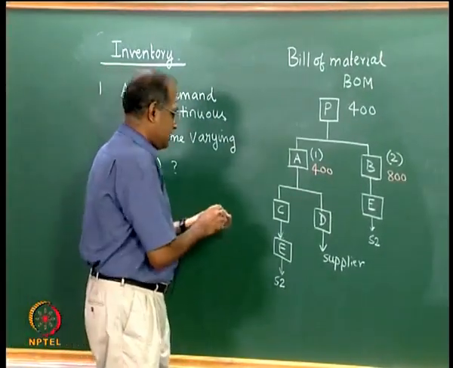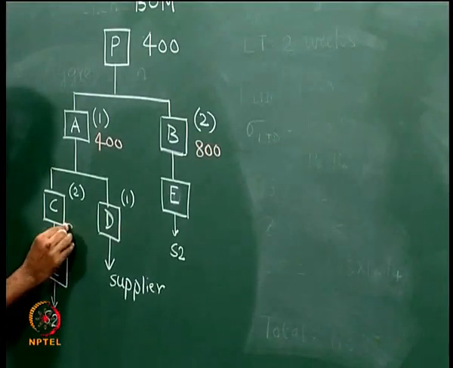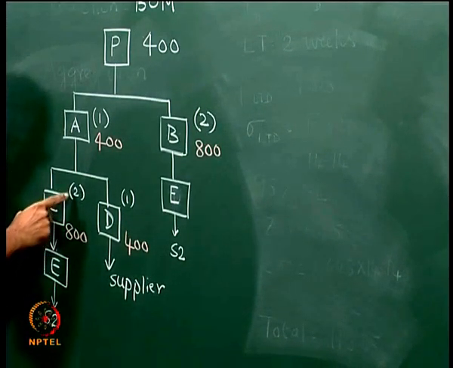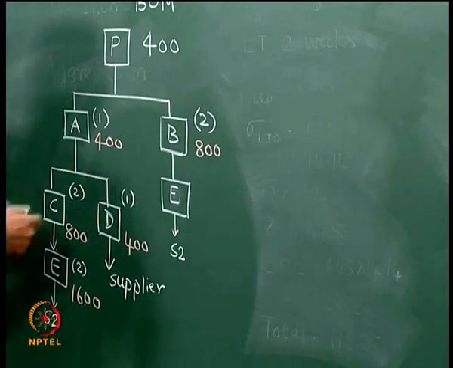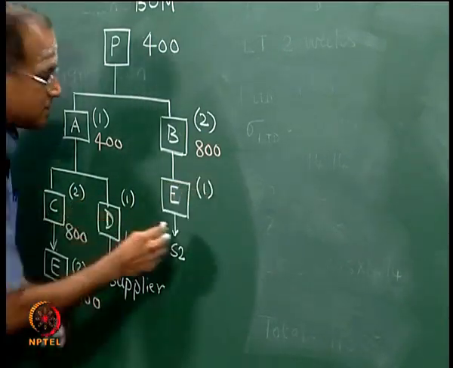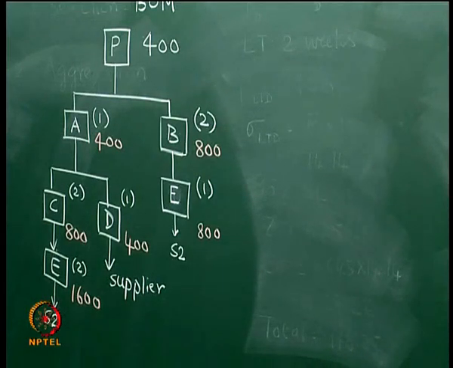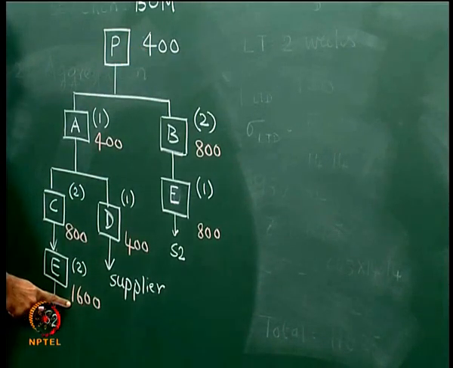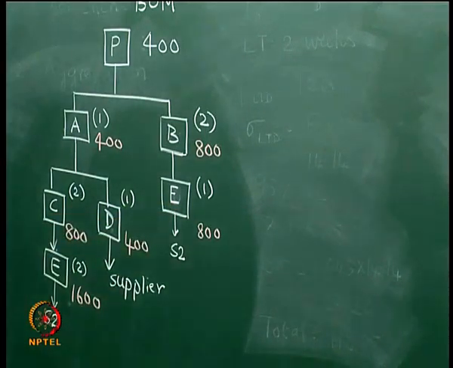Now once again let us assume that this would require 2 of C and 1 of D, which means to make 400 this would mean 800 of C and 400 of D. Now once again we would say that in order to make 1 of C I need 2 of E, so I need 1600 of E. And here for example I say to make 1 of B I need 1 of E, so I need 800 of E. So at the end I would go back and say that if I want 400 of P, I need to buy 1600 of E from the supplier, I need 400 of D from the supplier, and I need 800 of E from the supplier.